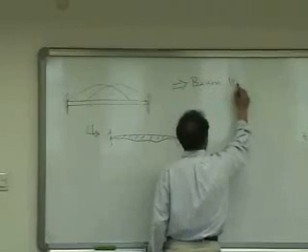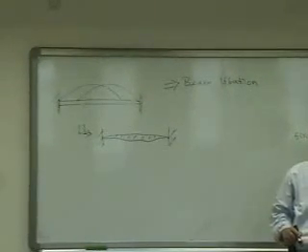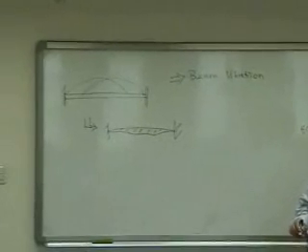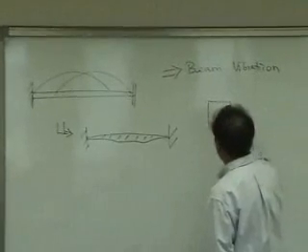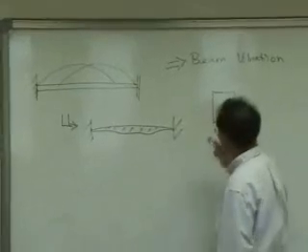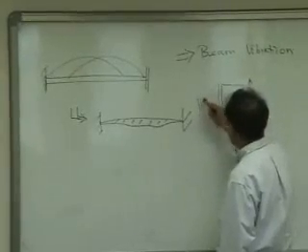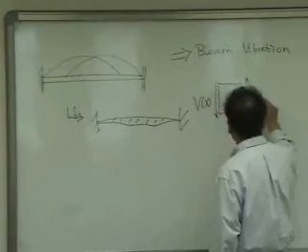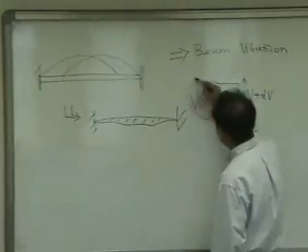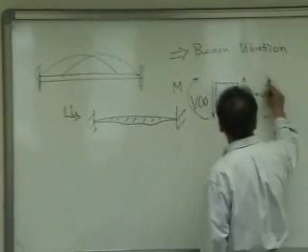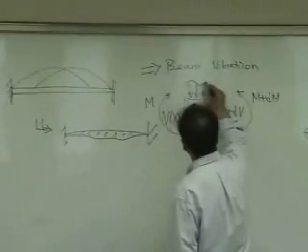So let's study beam vibration. Vibration of a beam. If you look at infinitesimal elements of the beam, then what we can see is the shear force acting over here and the shear force acting over here. Let's denote this shear force V sub x, and then this is V plus dV. And there must be some bending moment acting over here, and the bending moment acting over here. And there will be some distributed force.